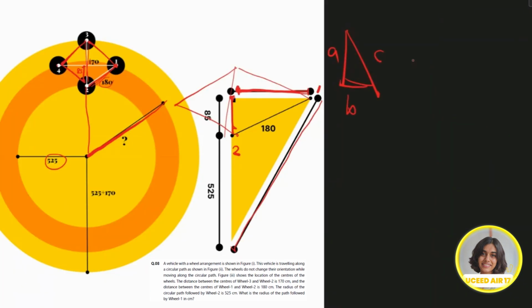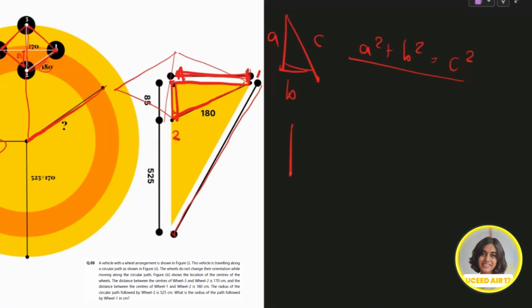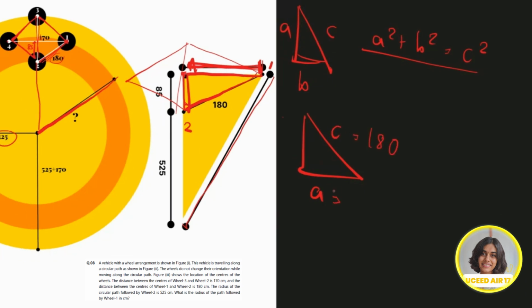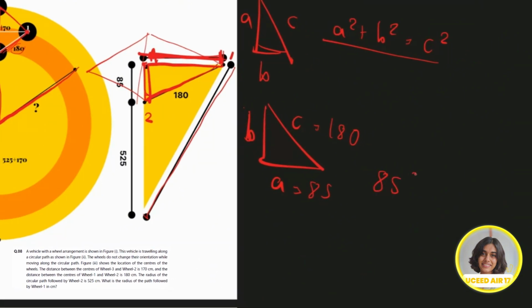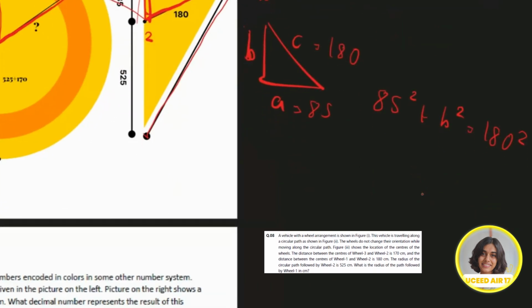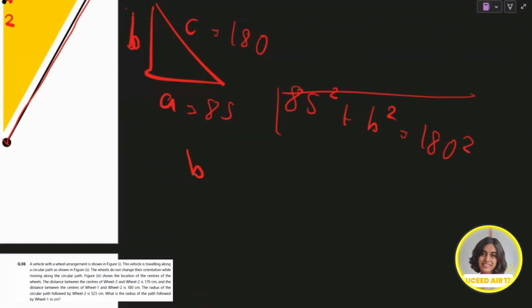a square plus b square is equal to c square is the normal Pythagoras theorem. That's what we are using for the first triangle now to find this side. So in this triangle, c is 180, a is 85, and b we have to find, which is this. So let's put the values. That's 85 square plus b square is equal to 180 square. This is the equation I've got for finding b, which basically means b square is equal to 180 square minus 85 square.